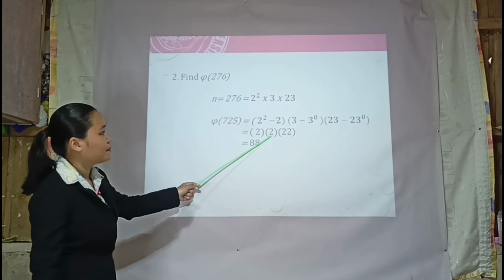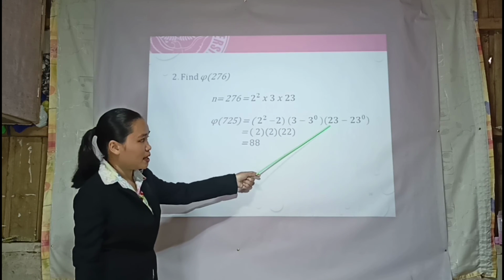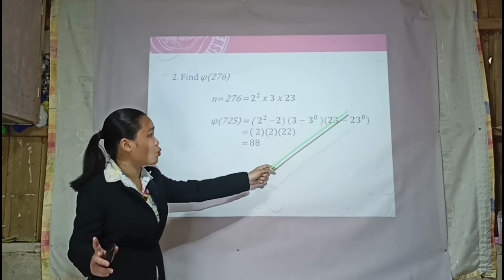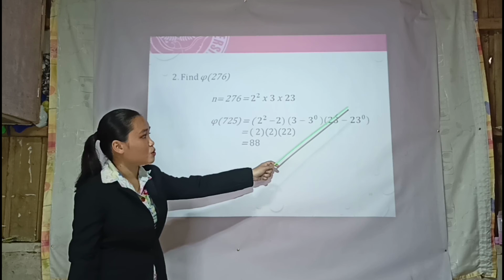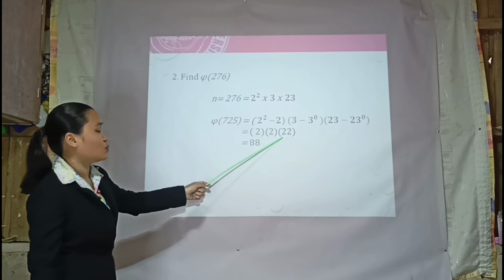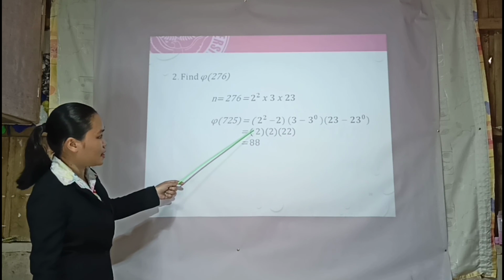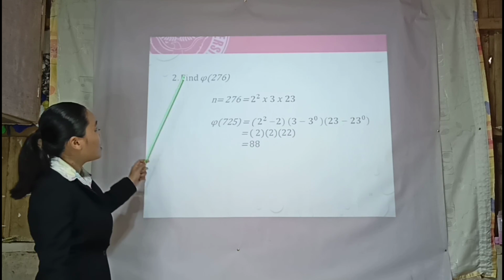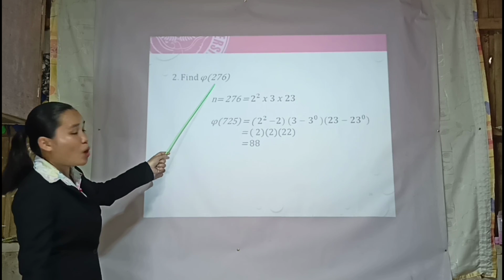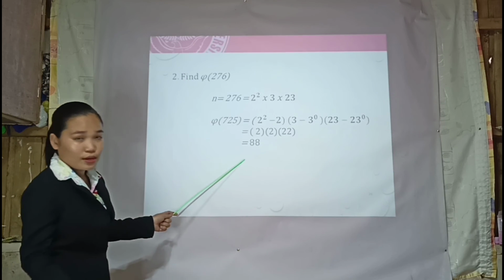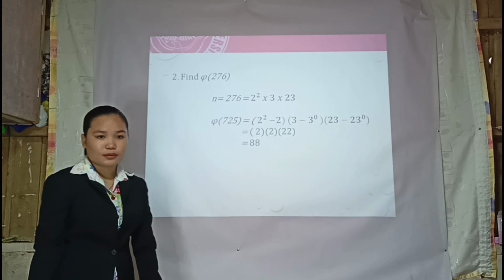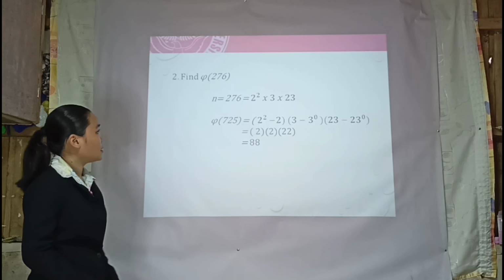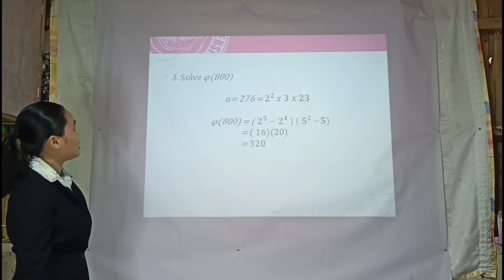3 minus 1, we have 2. And 23 minus 23 raised to 0. 23 raised to 0 is equal to 1. So, 23 minus 1, the answer is 22. And if we multiply this, 2 times 2 times 22, the answer is 88. So, the phi of 276 is equal to 88. Who got correct answer? Very good. So, let's proceed to number 3.